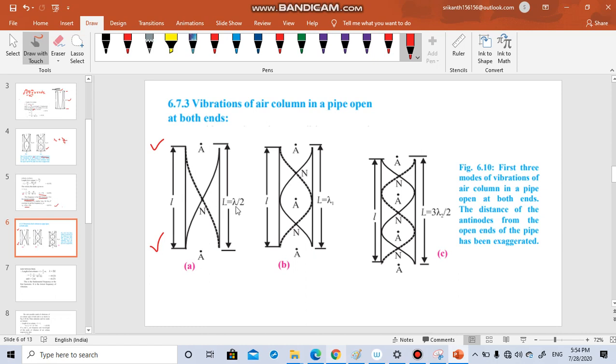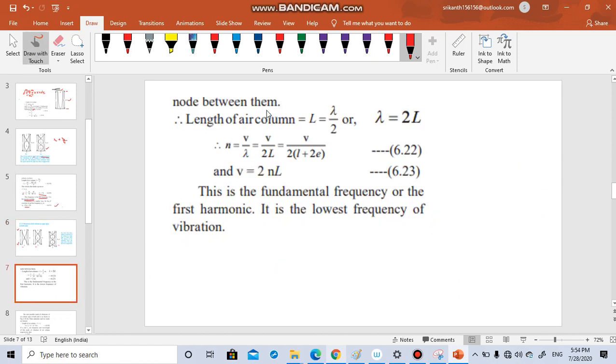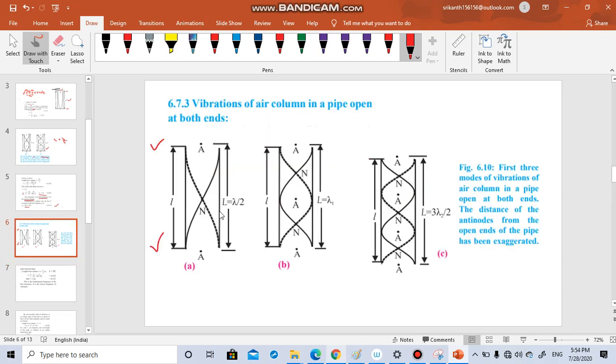Antinode to antinode, it is lambda by 2. This figure A is the natural mode, and these are higher overtones. So length of the air column will be L is equal to lambda by 2. But here, you see this arrow is slightly above. It is not exactly matching. Antinode will not be formed at this tip. It will be slightly above.